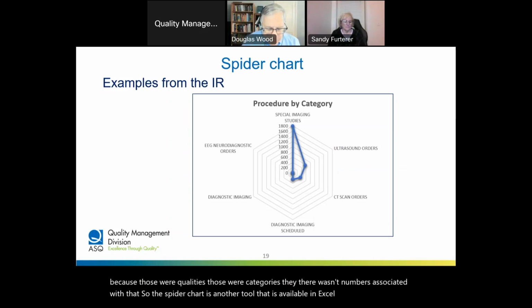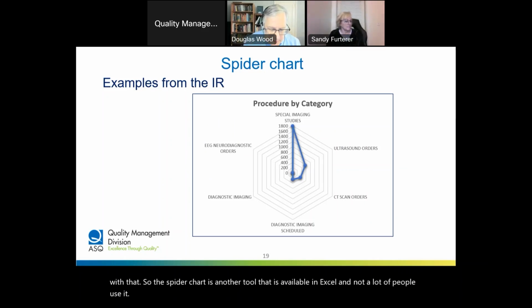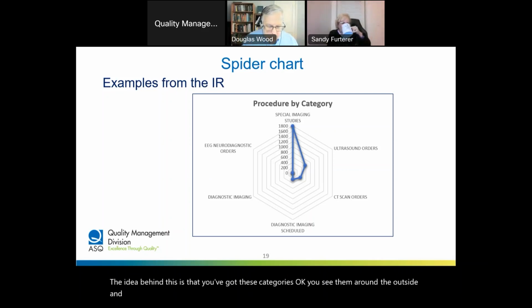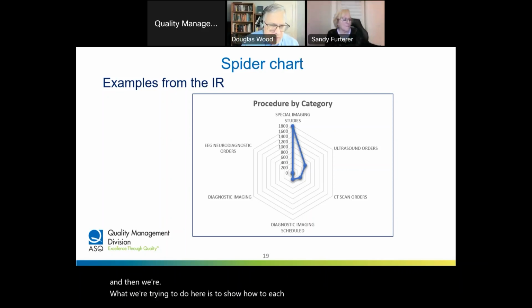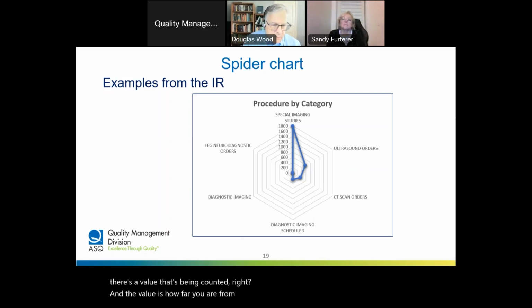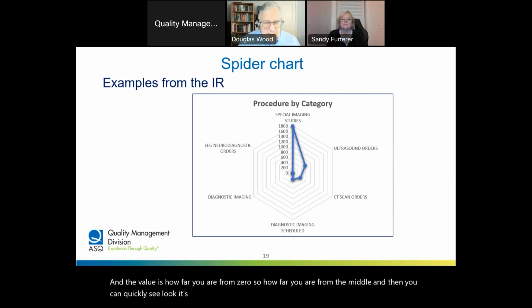Not a lot of people use it, but the idea behind this is that you've got these categories, okay? You see them around the outside, and then what we're trying to do here is show how each category compares. Now you can see here there's a value that's being counted, right? And the value is how far you are from 0, so how far you are from the middle. And then you can quickly see, well, look, it's all special imaging studies, okay? There's hardly any of the other ones, and that makes it very, very clear.